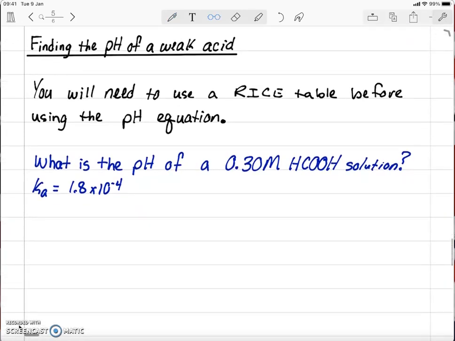In order to find the pH of a weak acid, you're going to need to use those equilibrium RICE tables that we learned about in order to figure out how much of the acid actually broke up into its ions. And then once you know what that is, you can take the negative log and get the pH. So let's take a look at this problem. What is the pH of a 0.30 molar methanoic acid, HCOOH, solution? The Ka is 1.8 times 10 to the negative fourth. Whenever you're doing these weak acid problems, you're going to need to know the Ka, and they'll have to give it to you directly in the question or give it to you on a chart.